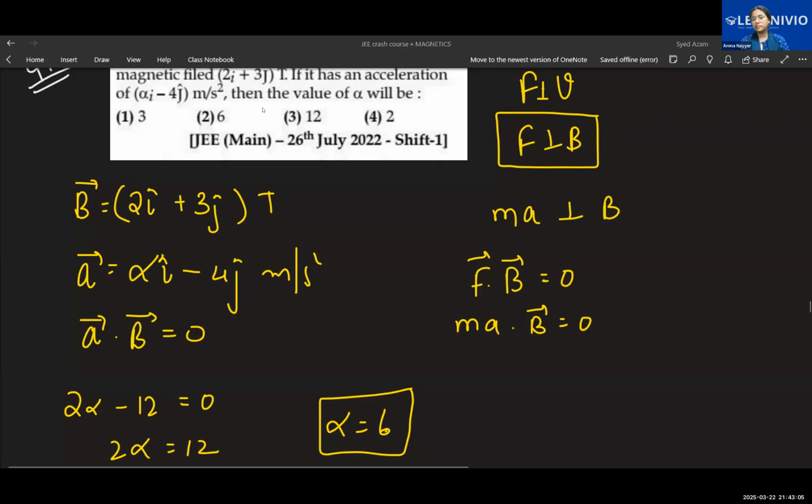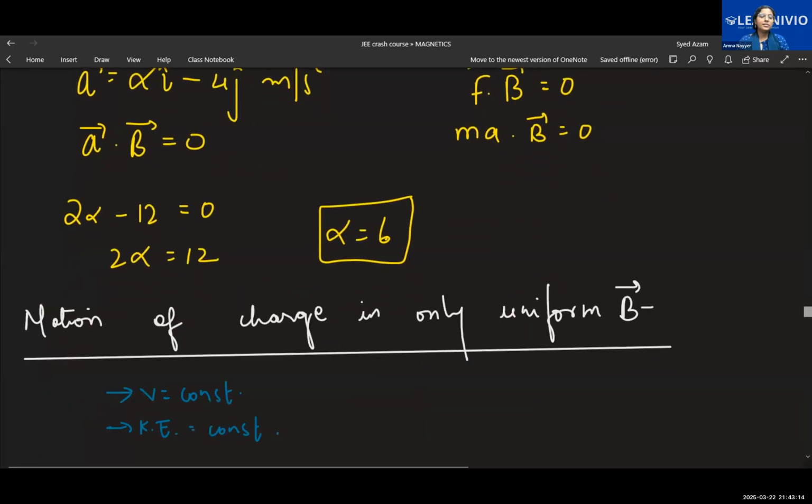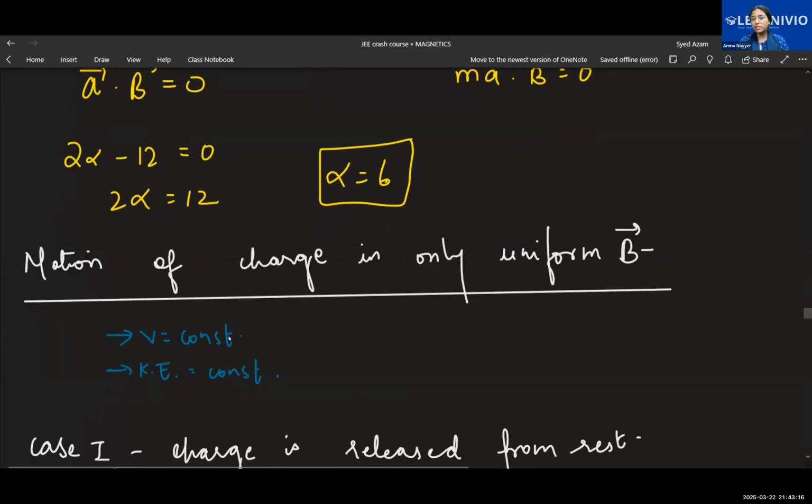Done? Yes, ma'am. Okay. Now let's come to the motion of a charge in only uniform magnetic field. So what are the things? See, velocity is constant, kinetic energy is constant. Why these are constant? The details we have already seen.